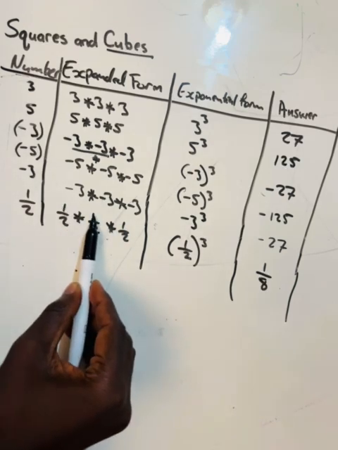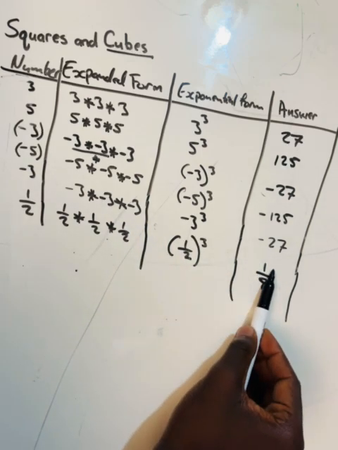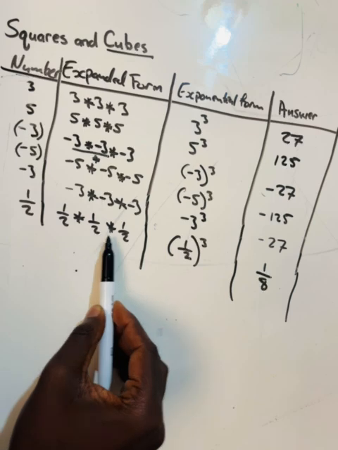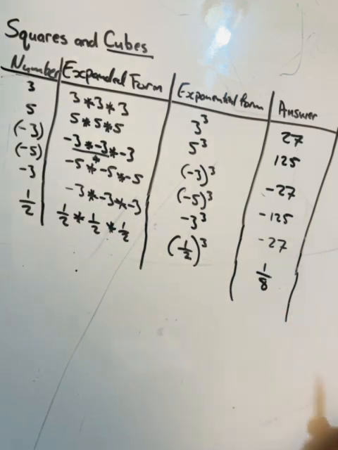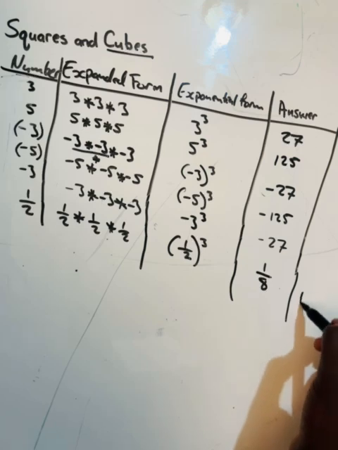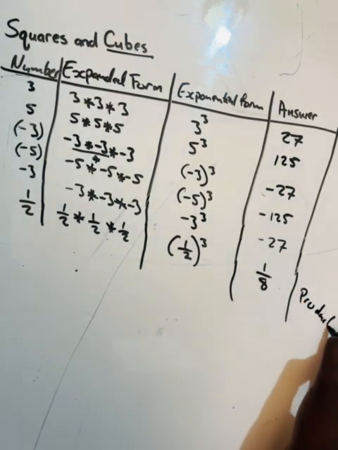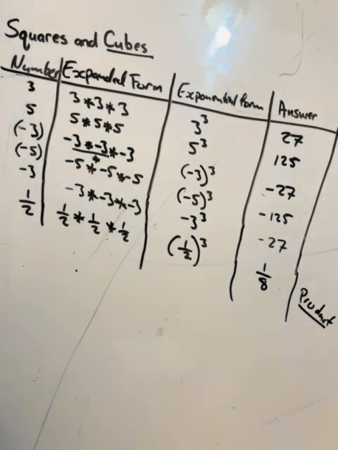So 1 multiplied by 1, it gives you a 1, and 1 multiplied by 1, it gives you this 1. And then 2 multiplied by 2, it gives you a product of 4, and 4 multiplied by 2, it gives you 8. Remember, when I say a product, it simply means the answer you get as a result of multiplying, right?